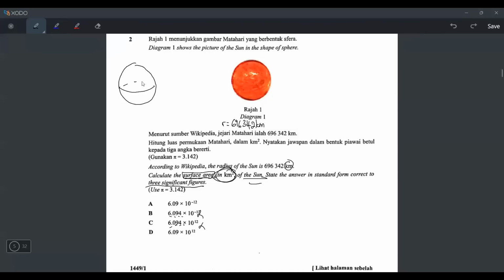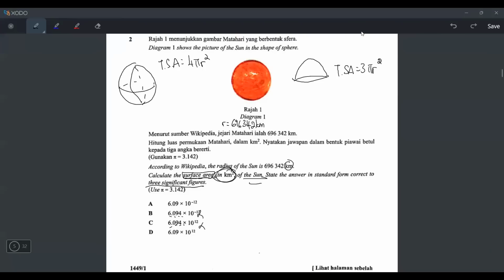So for a sphere, how to find the surface area? The total surface area for a sphere will be 4 pi r square. All right, but what if it's a hemisphere? If it's like half a sphere, the total surface area will be 3 pi r square.